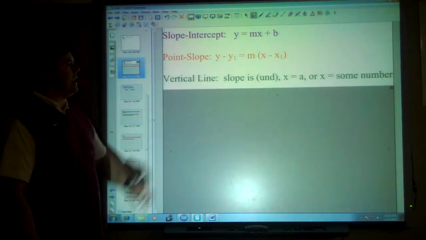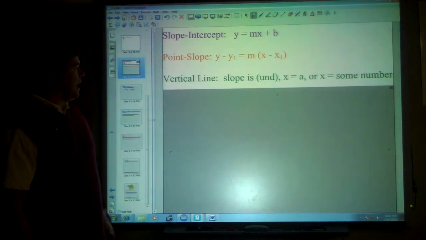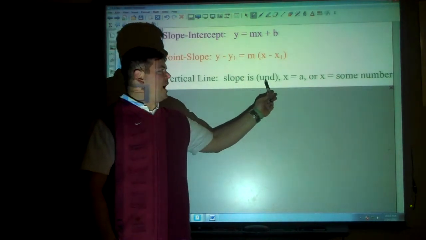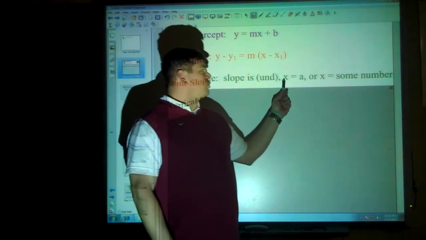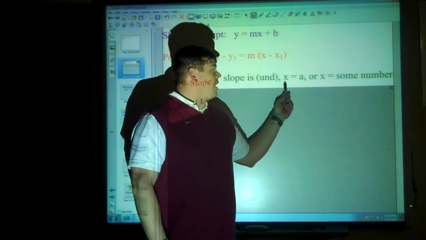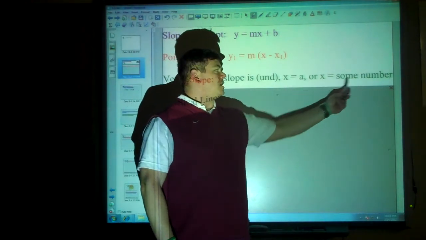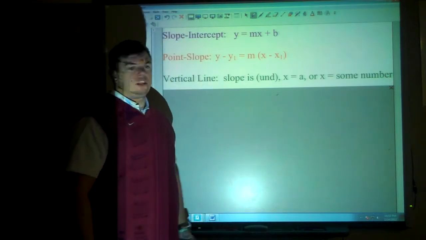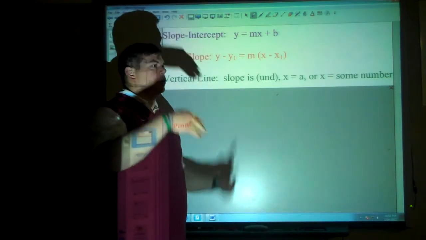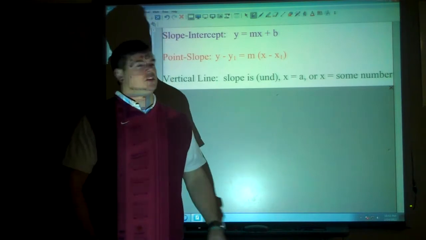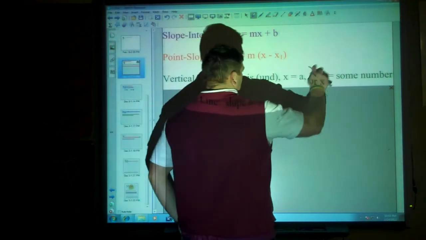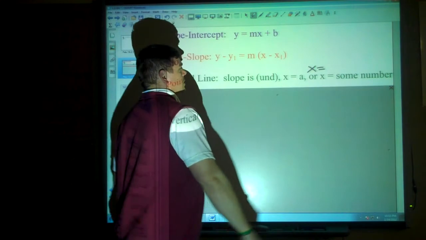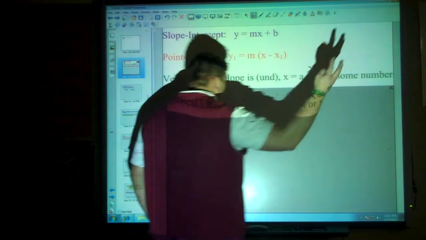We also know that any vertical line, a line that goes up and down, is going to have a slope that's undefined. It's also going to be a situation where it only has x. Now I have x equals a because really what it means is x equals some number. So every single vertical line is always written x equals wherever it crosses the x-axis. You're always going to have x equals something.